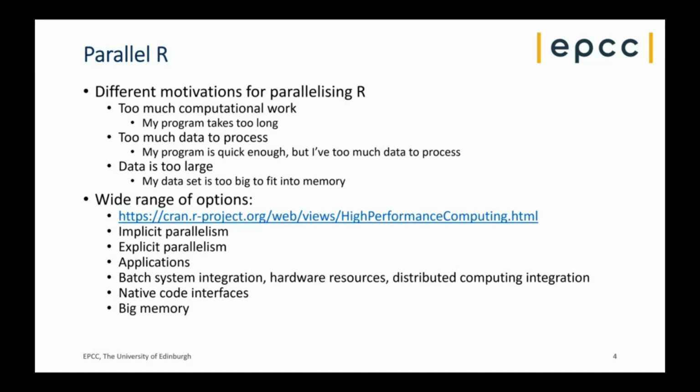And then there's a bunch of what you call applications, which are large-scale R libraries which themselves are calling MPI underneath, or some kind of parallelism underneath. Then there are a set of packages which give us batch system integration, hardware resource integration, including a lot of GPU packages, and distributed computing integration, so into things like Hadoop and Grid. If you're as old as me, you can remember grid computing. Those kinds of things are around. And finally, we have packages that let you do big memory, in-memory computing, and native code interfaces.